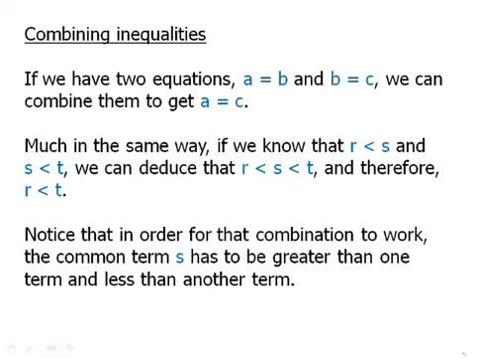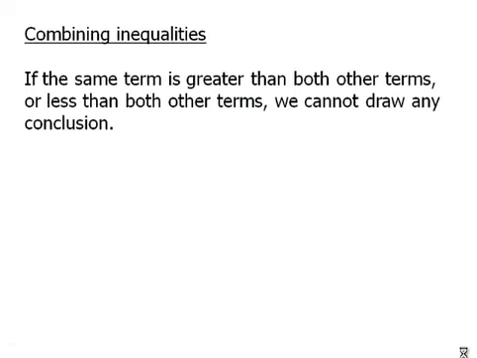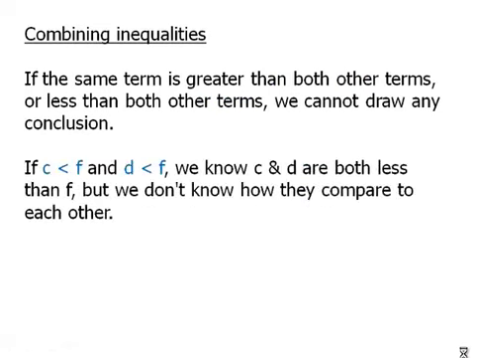Notice that in order for the combination to work, the common term s has to be greater than one term and less than the other term, and that's very, very important. If the same term is greater than both other terms or less than both other terms, we cannot draw any conclusion. If c is less than f and d is also less than f, we know that c and d are both less than f, but we don't know how they compare to each other. So for example, if f is 100, then c and d are both numbers less than 100, but there's nothing telling us which one is bigger than the other.